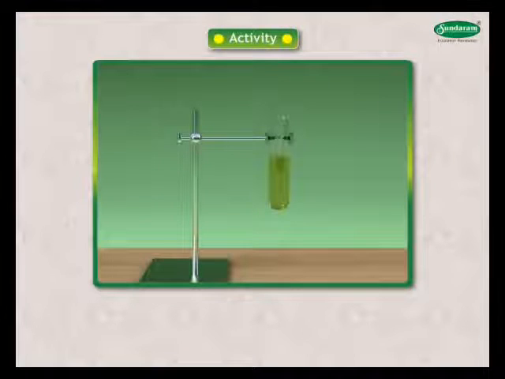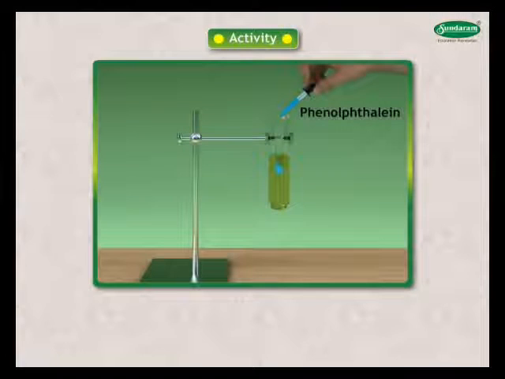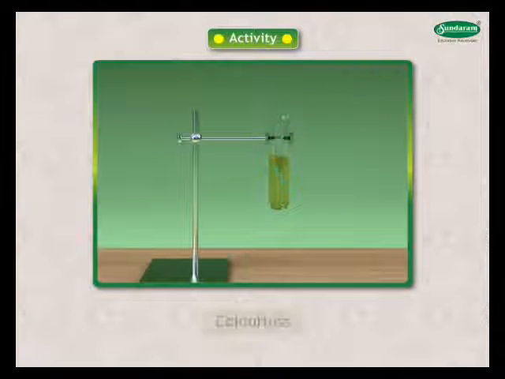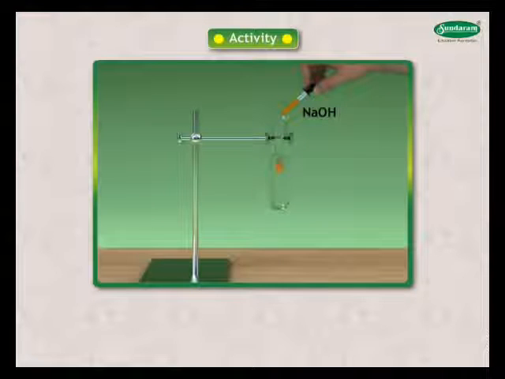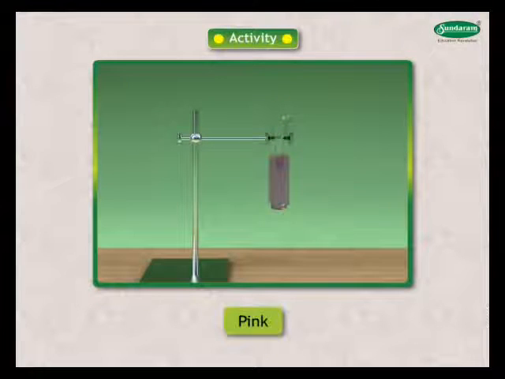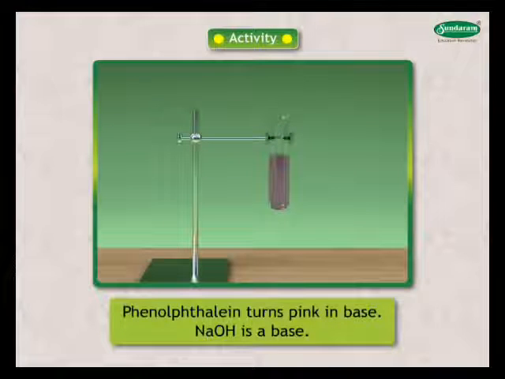Activity 3. Take about 3 milliliters of dilute HCl in a boiling test tube. Add to it 2 drops of phenolphthalein as indicator. Note the color. It remains colorless. Add NaOH solution drop by drop to the test tube. Is there any change in color? Solution turns pink. Why do you think the color has changed? Phenolphthalein turns pink in base.